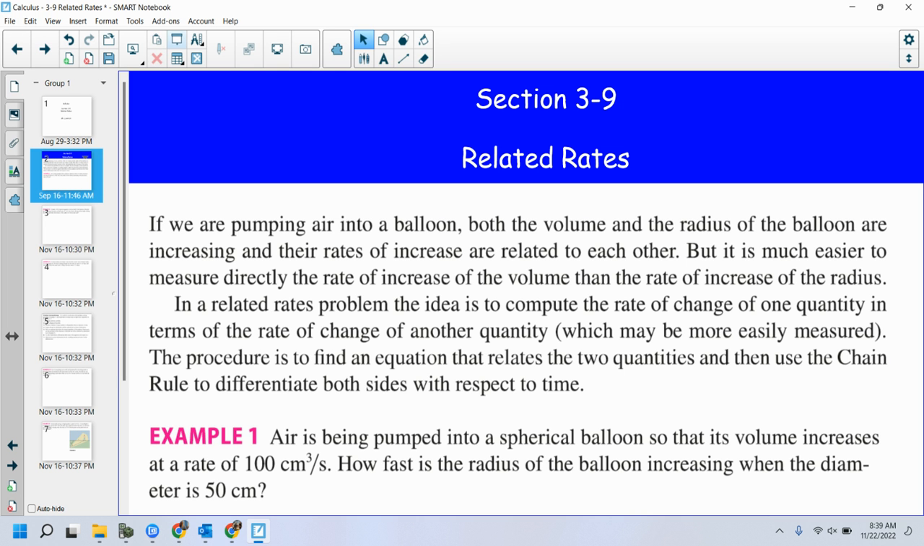Again, in related rates problems, the idea is to compute the rate of change of one quantity in terms of the rate of change of another quantity, which may be more easily measured. Like we can calculate the rate of change of the volume of the balloon and somehow work around the problem of finding the rate of change of the radius of the balloon. The procedure is to find an equation that relates those two quantities together, then use the chain rule to differentiate both sides with respect to time.